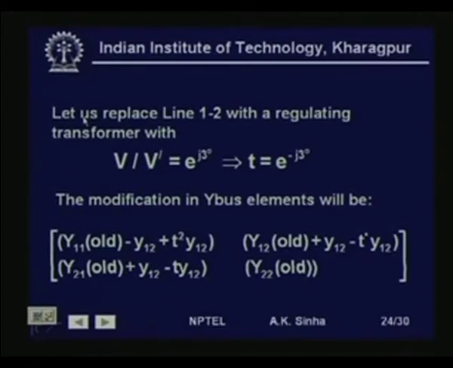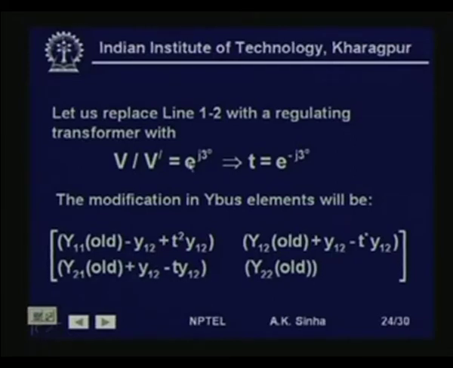Now, instead of the voltage control, if we want power flow control, then we use phase angle shifting, and let us say we have V by V dash is equal to 3 degrees. So, here we are not trying to change the magnitude of the voltage, we are only trying to give a phase shift of 3 degrees. So, it is e to the power j 3. Now, this will give again t is equal to 1 by this, which is same as e to the power minus j 3 degrees. Now, what we need is, instead of t we substitute this value in the 2 by 2 Y bus model of the regulating transformer.